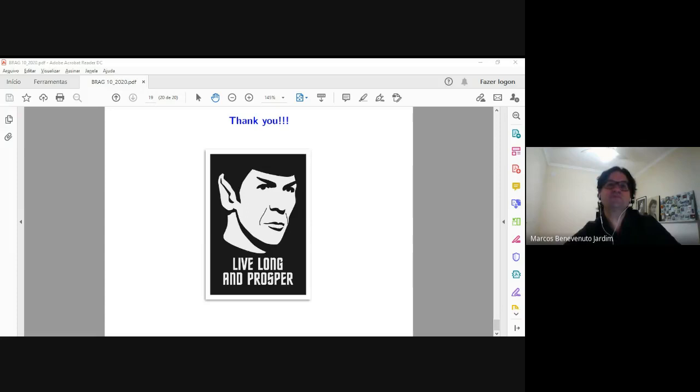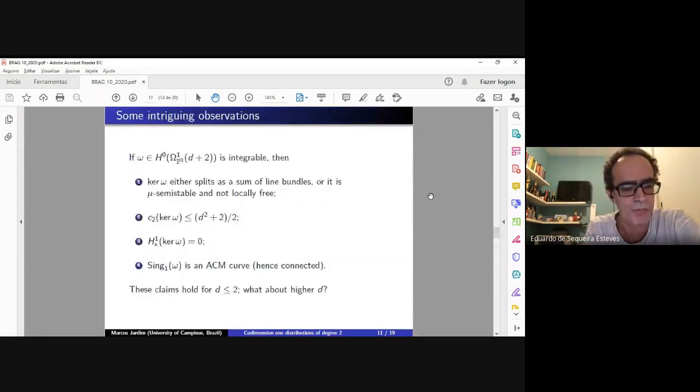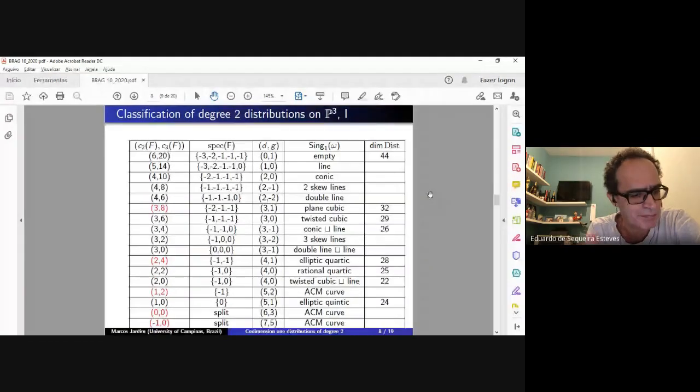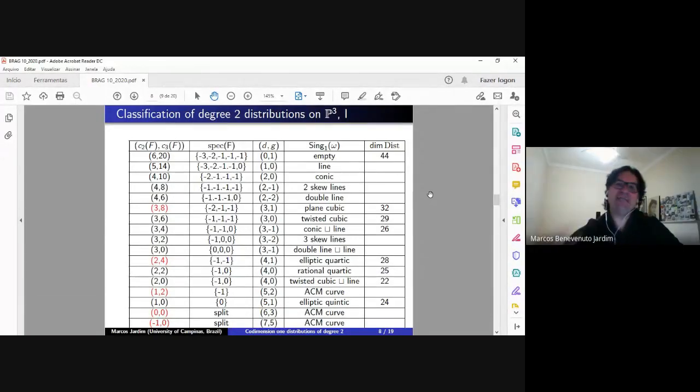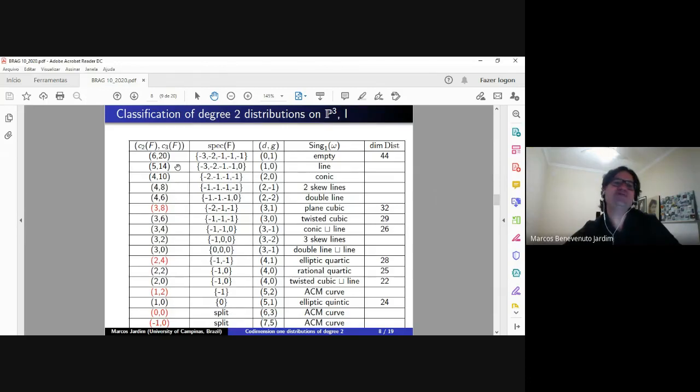Okay. And going back to your table, the large table, you mentioned that the curves on the top of the table are very simple, right? Lines or conics. But the points, aren't they more complicated? You have more points. Yes. So indeed, if you look at this second line here, which is the singular scheme is a line and 14 points, this is a very complicated thing, right? 14 points is a lot of points.